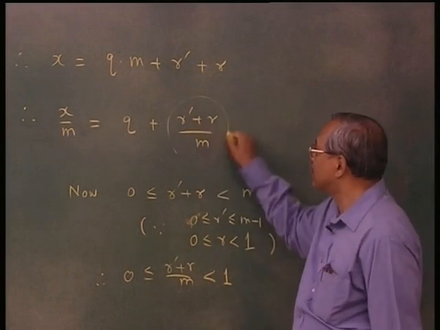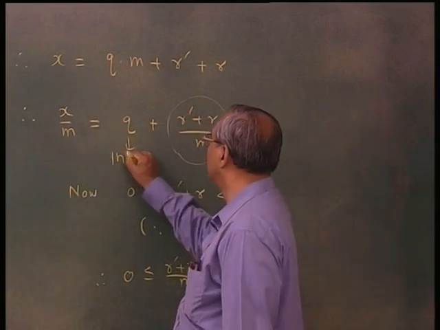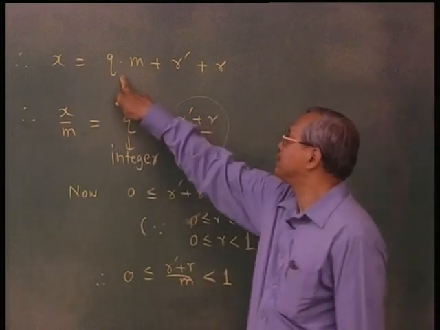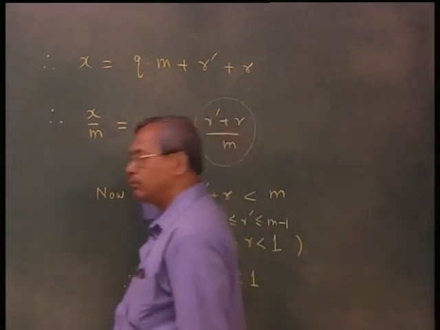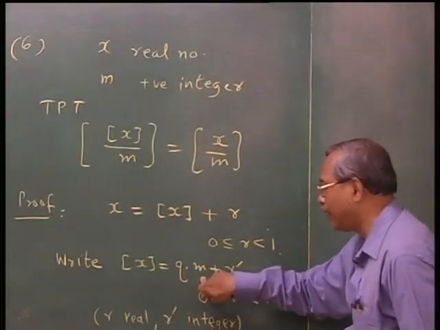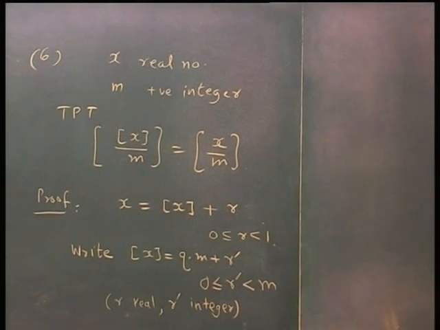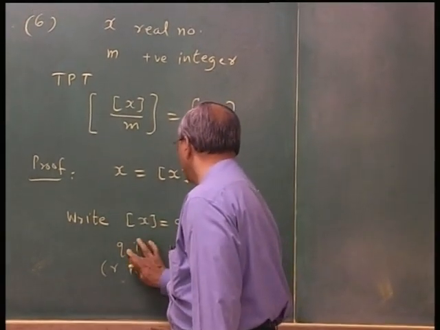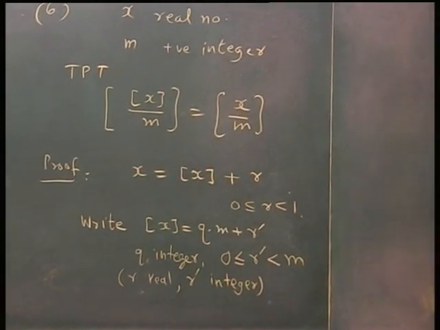Now, if this quantity is strictly less than 1 and this is an integer, right? This q is an integer because q was obtained from the integral part of x divided by m, where we get the quotient as q and remainder as r dash. So q is an integer. Maybe you can write here q integer. It is the division algorithm that we have used.